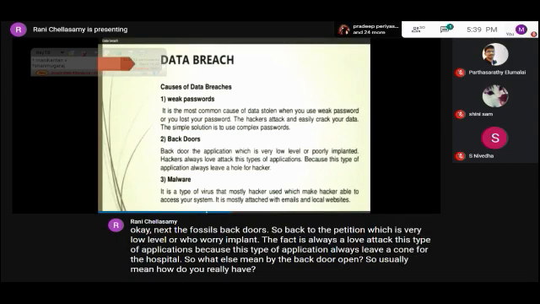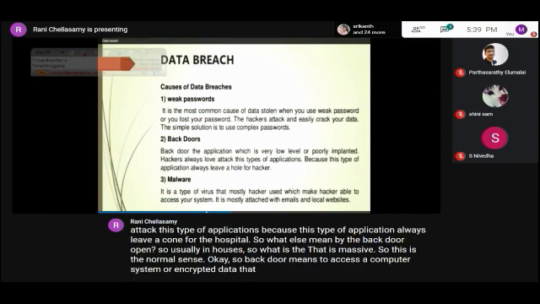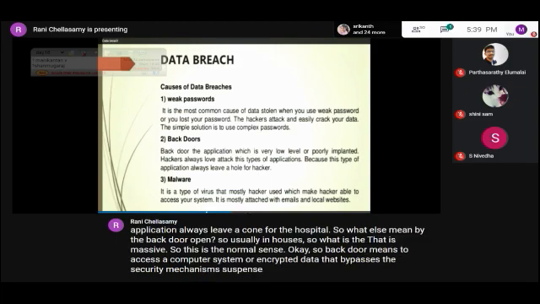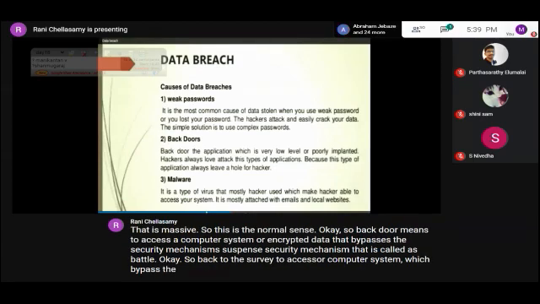In a house you will have the front door. So what is the meaning of a back door? It is the other way you have to leave or to go. That is a back door. So this is the normal sense. A back door means a way to access a computer system or encrypted data that bypasses the system's security mechanism.